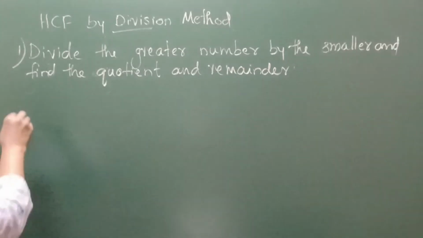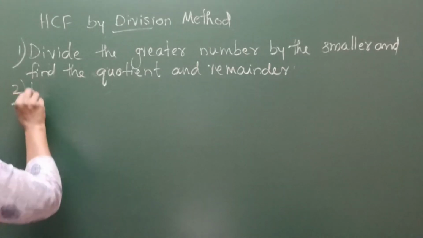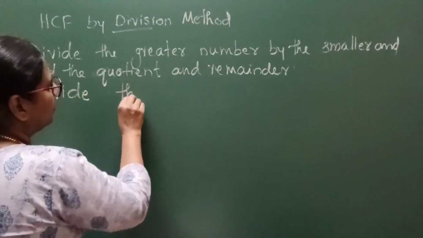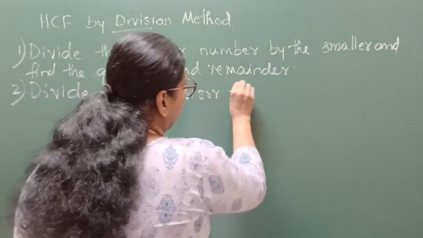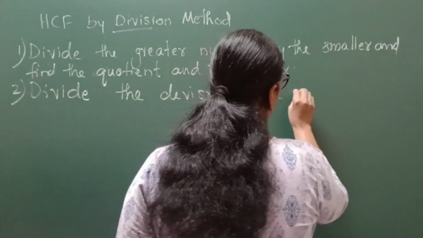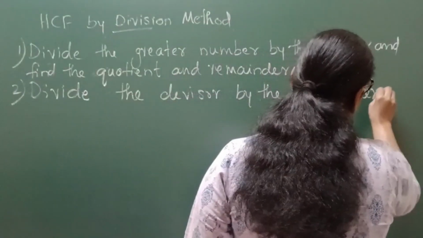Then the second step. The second step is divide the divisor by the remainder. This is our second step.